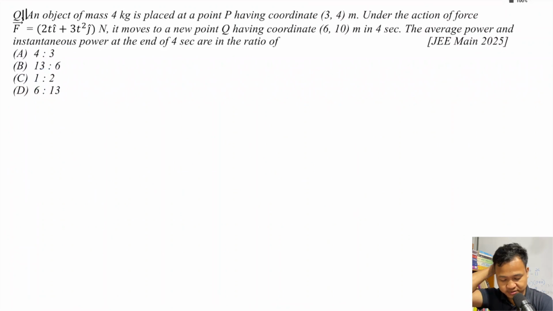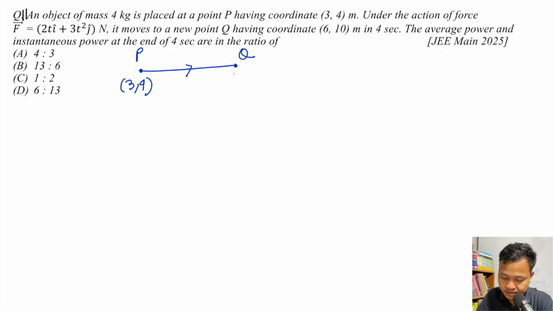Okay, last question. An object of mass 4 kg is placed at P, which is 3, 4. It goes from P to another point Q, 6, 10. One thing you can do is find the displacement. Usually delta R is R2 minus R1 in position, the displacement vector. So here R will be 6 minus 3, which is 3 i cap, plus 10 minus 4, which is 6 j cap.